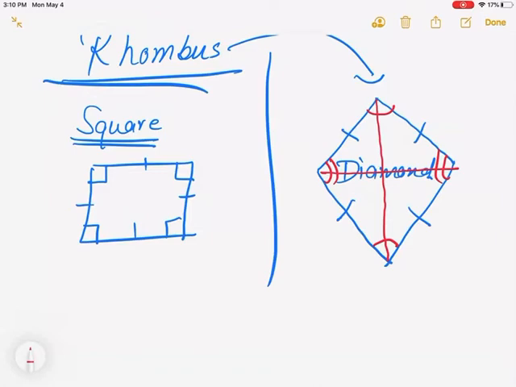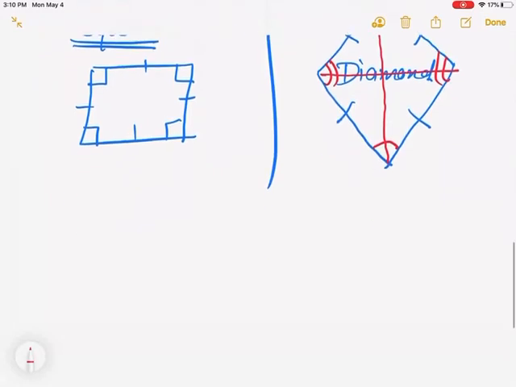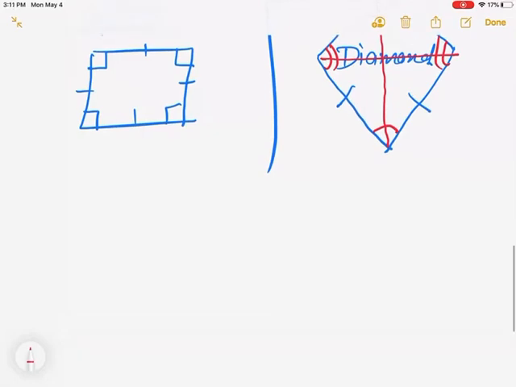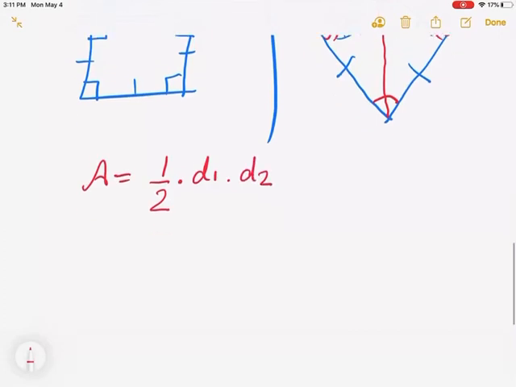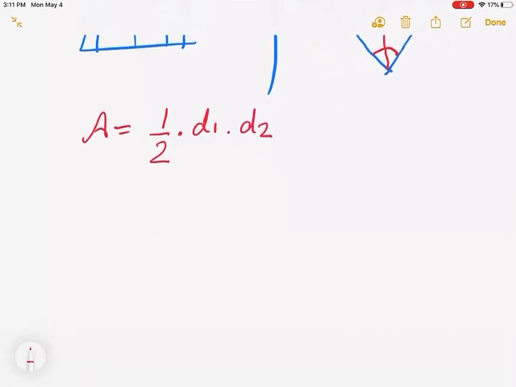Okay, what's the equation? So just like the last one, I'm going to give you the example for equation first. Then I'm going to talk about the reason why it's so. So this is the equation first. The area equation is 1/2 times D1, which is the first diagonal, times D2, which is the second diagonal. Okay, how come this is the equation?